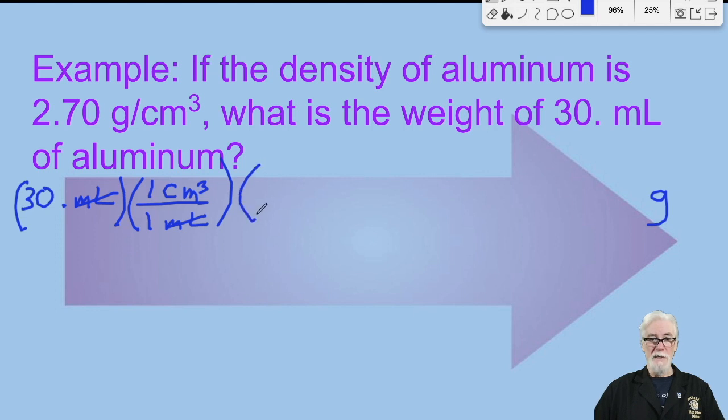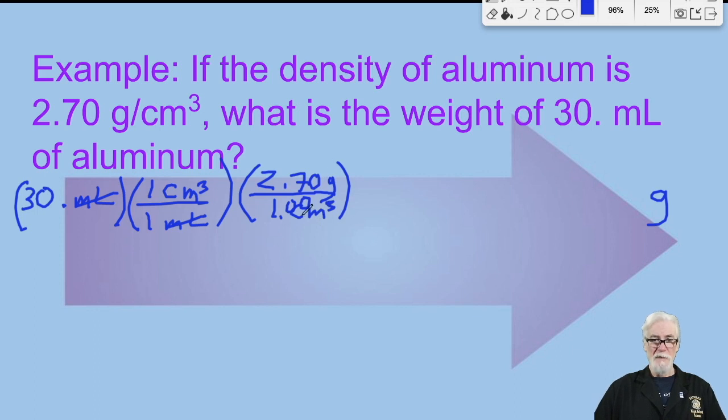Now I can use my density as an equivalency, as a factor in the dimensional analysis here. So I'm going to put 2.70 grams on the top because I want grams in my answer, and I'm going to put 1 cubic centimeter in the bottom because I want to cancel cubic centimeters off. Now, this compound unit, 2.70 grams per cubic centimeter, implies that there are 3 significant figures down here too, if you're thinking about sig figs.